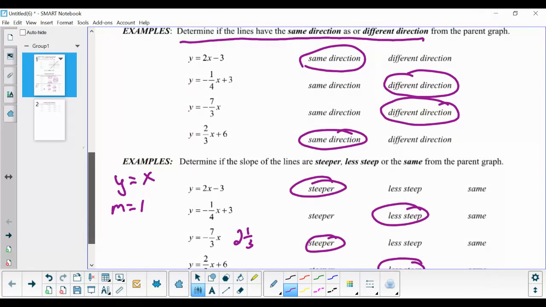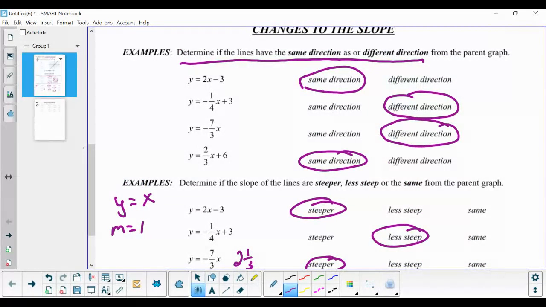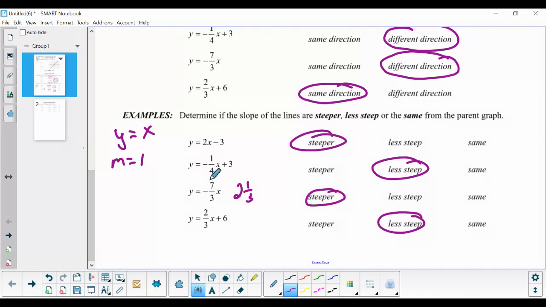So I can predict what the direction of my line is going to look like by looking at the sign of the slope. And I can predict the steepness of the line by looking at the value of the slope itself.